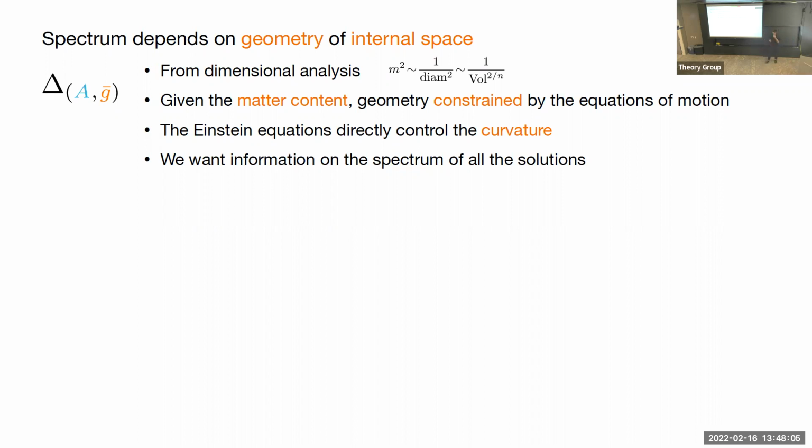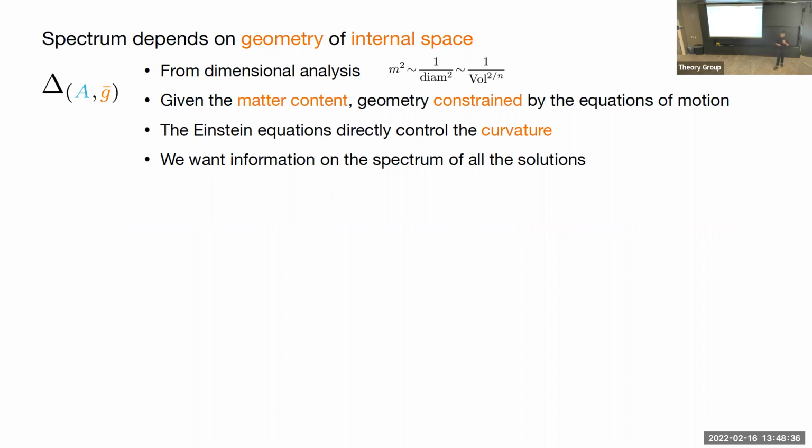However, our approach here is not to change arbitrarily these quantities and check what the spectrum is, but we want to use the fact that the geometry is fixed by the Einstein equation once you are specifying your theory. You specify the theory, you have some matter content, and then you have the Einstein equation that constrains the geometry, and in particular the curvature. And so we want to use this information to constrain the spin-2 fields.